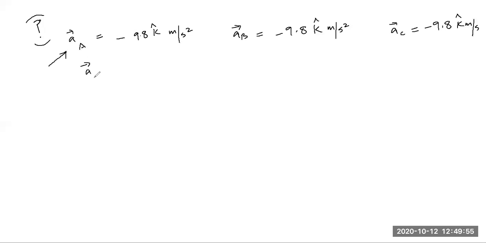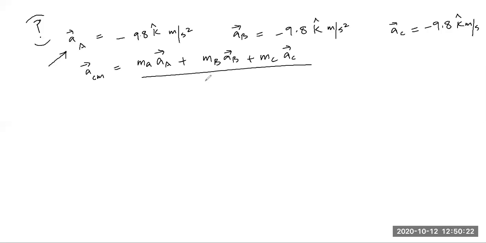And what will be the acceleration of the center of mass? So you will apply the same formula. Tell me the formula, Ishma. MA, come on, MA, A vector, plus MB, AB vector, plus MC, AC vector, divided by M1 plus M2 plus M3, that is total M.